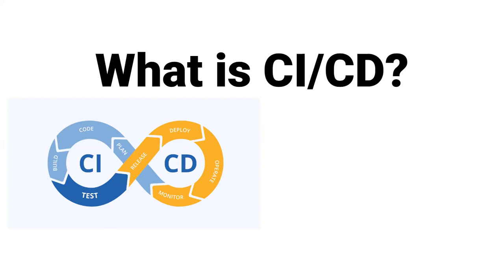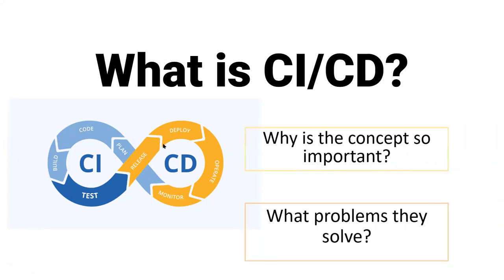So the steps are usually written out with an infinite loop, just like this. So it keeps going continuously like that, since it's a cycle and repeat forever. And then what is the concept? Why is this concept so important? And what problem can they solve?